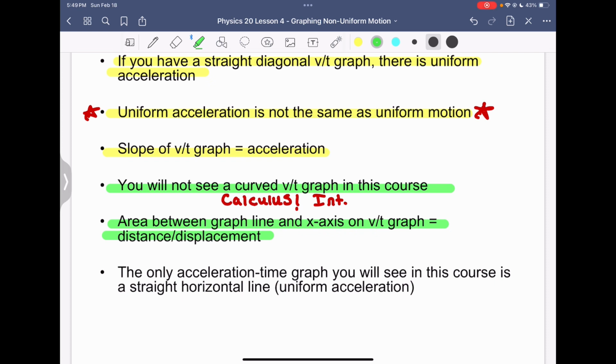And then lastly, the only acceleration versus time graph you'll see in this course is a straight horizontal line, meaning uniform acceleration. So we never face non-uniform acceleration. That involves skills that are beyond this course. So we're just going to keep it simple: anytime you get acceleration, it's a horizontal line that remains consistent for any given unit of time.